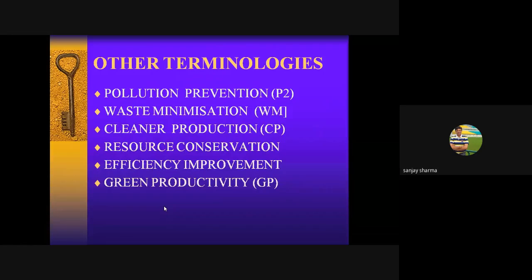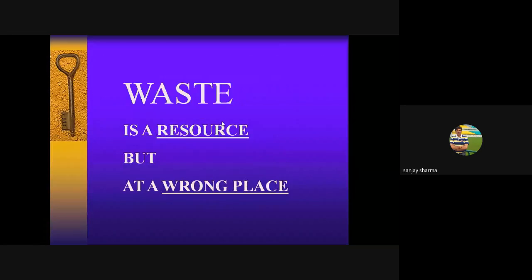Under pollution control and cleaner production, the other terminologies being used are pollution prevention techniques, waste minimization techniques, cleaner production, resource conservation, efficiency improvement, and green productivity. These are the terms which can be utilized for cleaner production. I think you already had one lecture on waste minimization from Dr. S. C. Jain, where he must have discussed some case studies related to that.